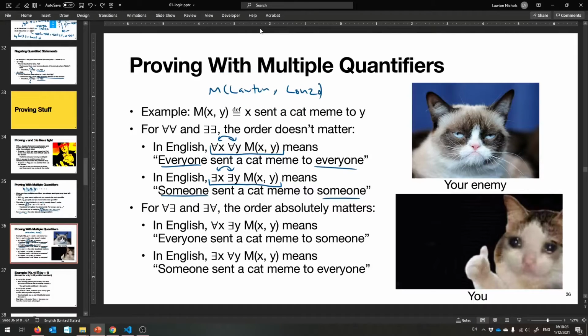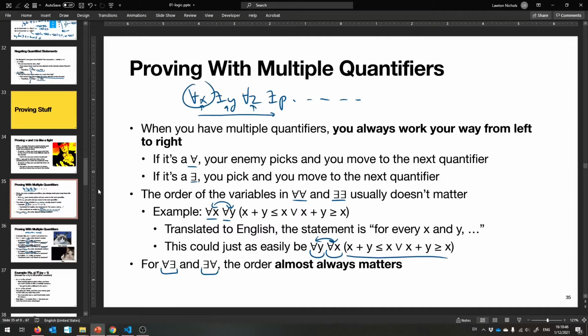Now, let me show you how unfortunate it is that these two are a big deal. You cannot swap them. So let's look at this first statement. For all x, there exists a y such that m of xy is true. And this is where the order really matters. You pick, your enemy gets to pick, and then you prove the rest. Or you pick, and then you get to prove the rest.